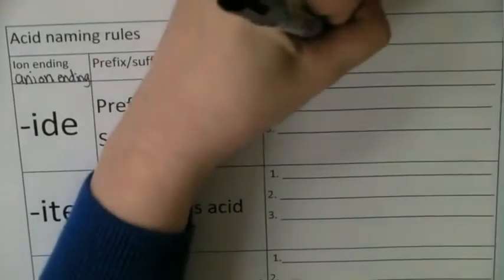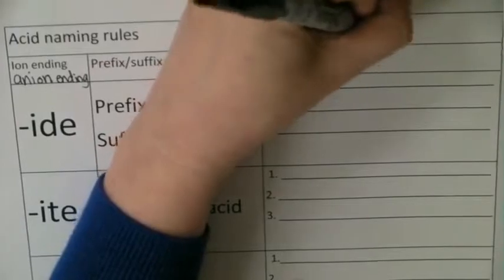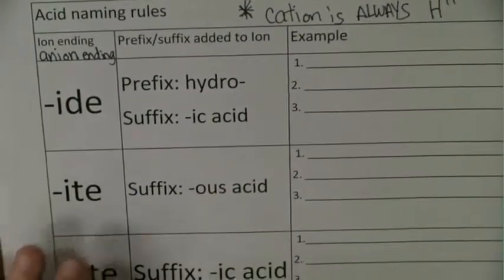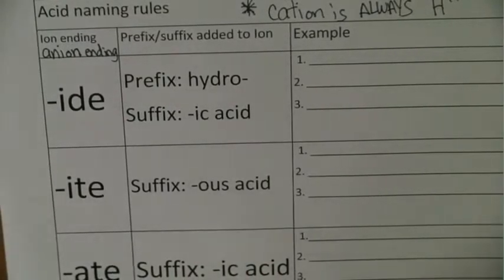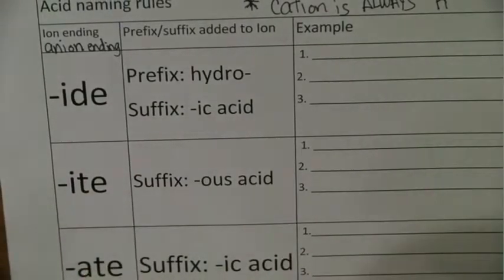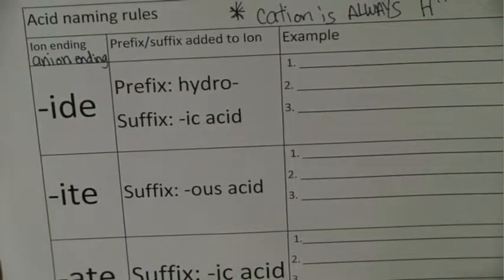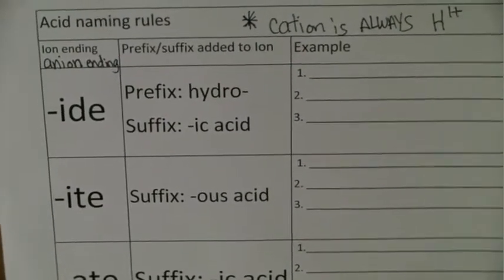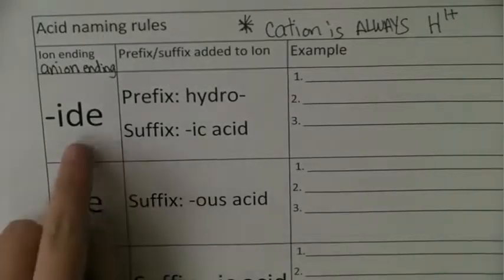So if you want to put somewhere else that the cation is always H with a +1 charge, hydrogen with a +1 charge, always, every time. There are no exceptions that I can think of at this moment that we will come across where that's not the case. So this is going to tell you your anion ending. For the cation, there's no guessing. The cation in all of these is H with a +1 charge.